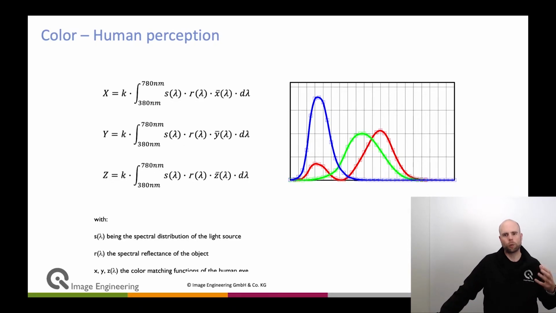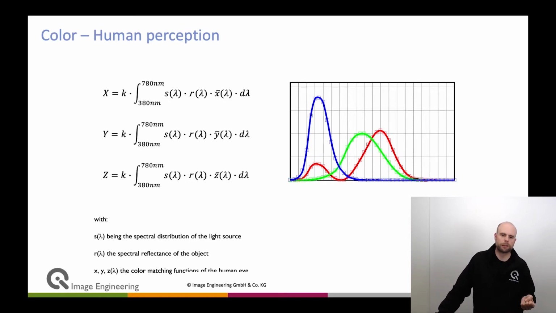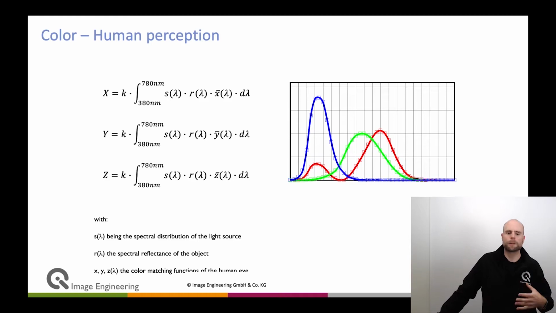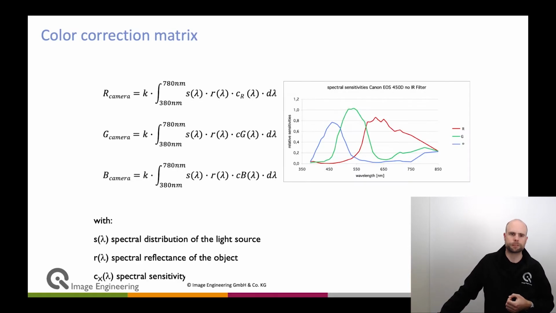as an integral over the wavelength from 380 nanometers to 780 nanometers, so integrated with d lambda and multiplied by the spectral distribution of the light source, the spectral reflectance of the object, and the color matching function of the human eye. So that means we can have an object, a color patch, for example, we can illuminate that, and if we know all these things, we can calculate the XYZ value for that. And with that, we have described the color, how a human would perceive this color.